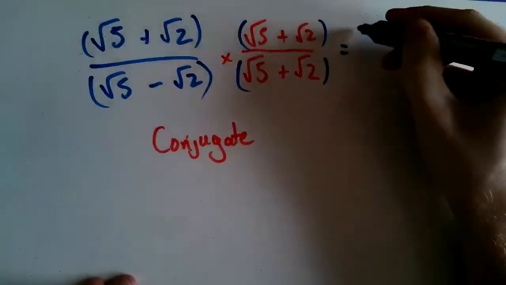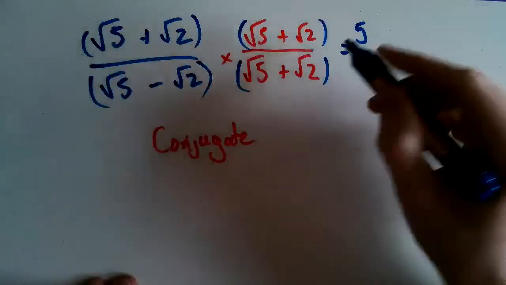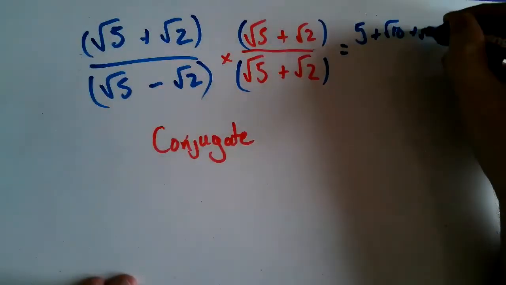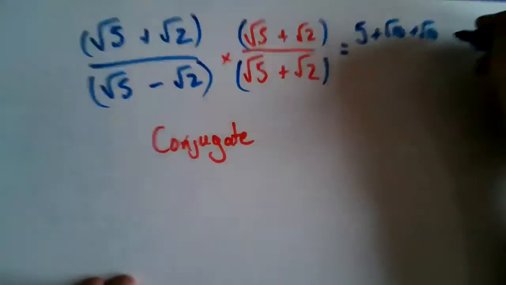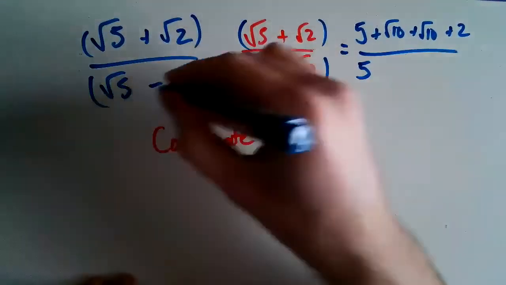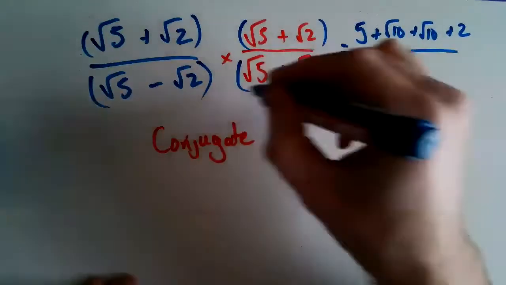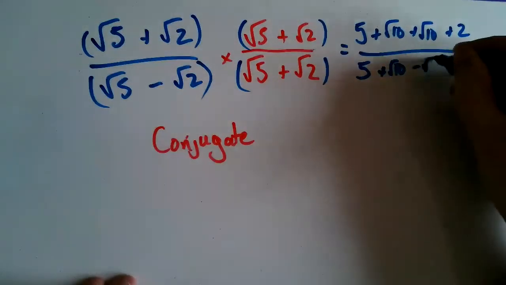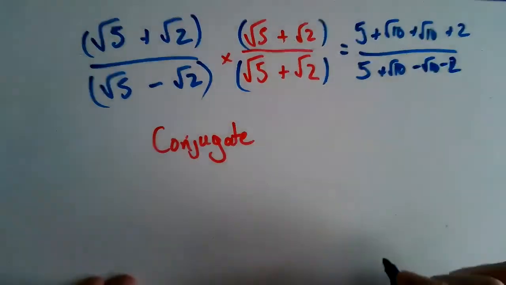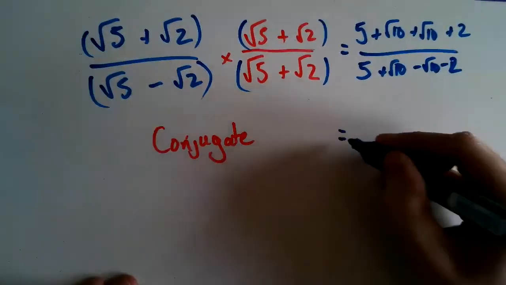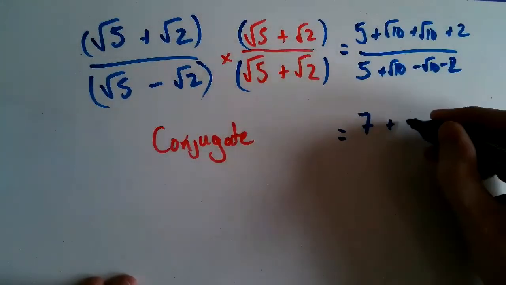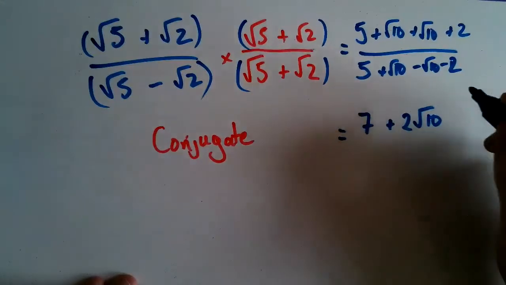Root 5 and root 5 gives me 5. Root 5 and root 2 gives me root 10. Root 2 and root 5 gives me root 10. And root 2 and root 2 gives me 2. On the bottom, root 5 and root 5 is 5. Root 5 and minus root 2 is minus root 10. Minus root 2 and root 5 is minus root 10. Minus root 2 and root 2 is minus 2. So on the top, 5 and 2 makes 7, plus I've got 2 root 10s, not root 20.